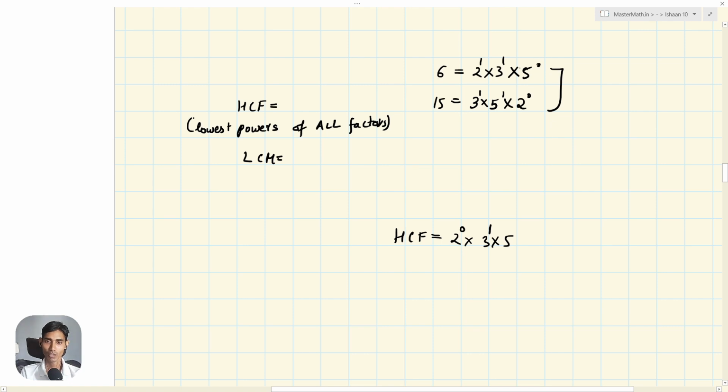What are the powers of 5? For the first case, 5 power 0. For the second case, 5 power 1. Which is the lower one? 0.